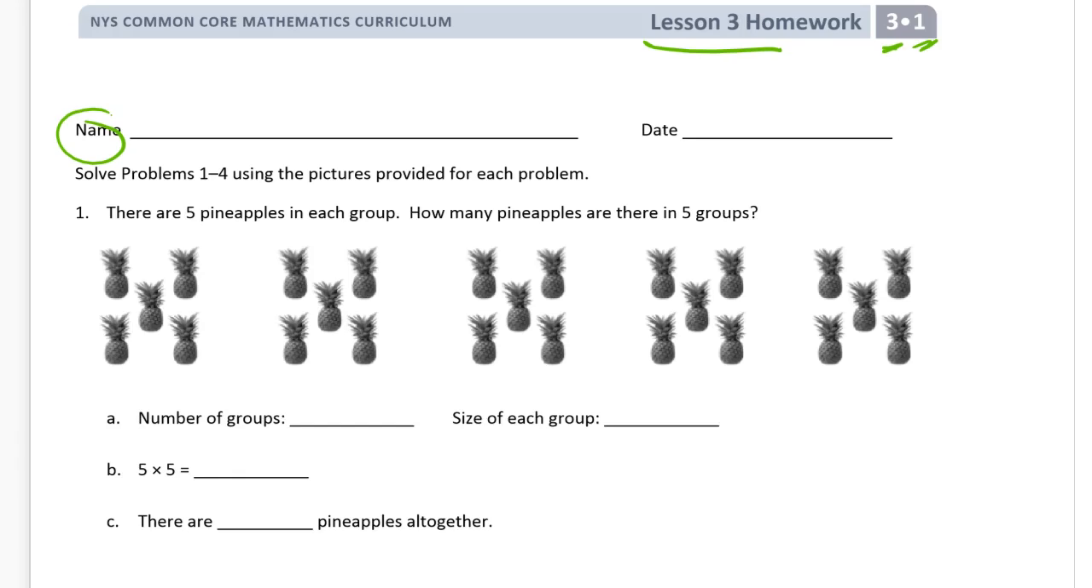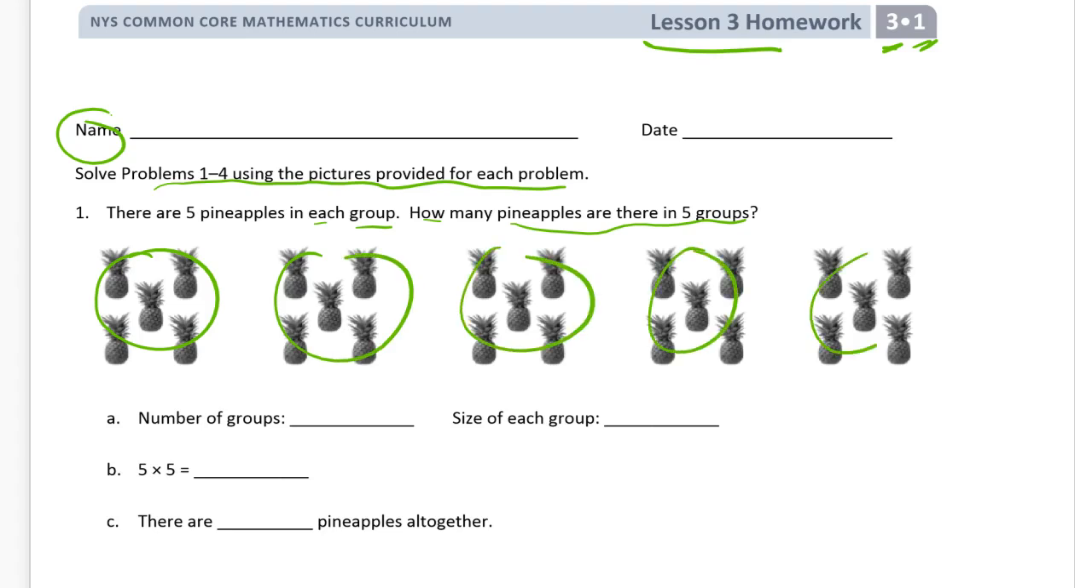Solve problems 1 through 4 using the pictures. There are 5 pineapples in each group. How many pineapples are there in 5 groups? So there's 5 in each group. There's 5 there, 5 there, 5 there, 5 there, 5 there. How many are there in all 5 groups together?